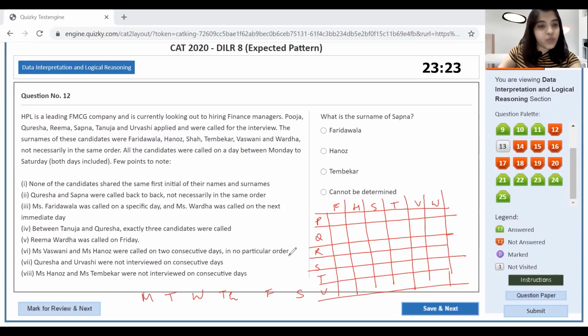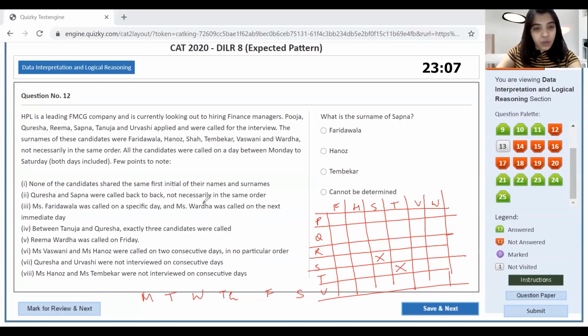Now let's go through the information that they've given us. None of the candidates share the first initial of the names and surnames. Fine. So P, there's no P surname. Q, no surname. R, no surname. S, they're saying S is not an S surname. T is not a T surname. Okay, U we don't have.